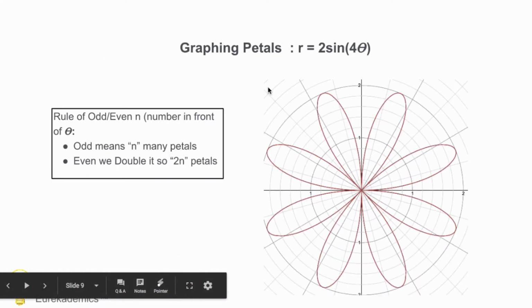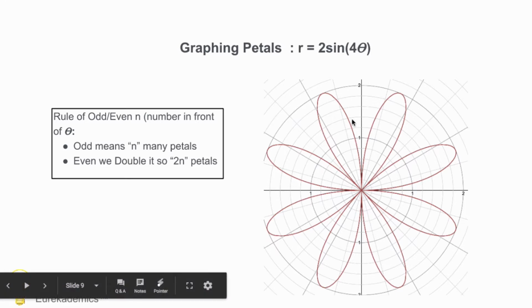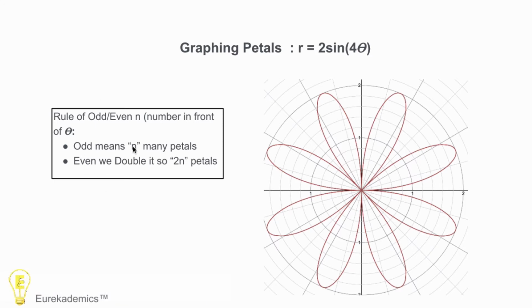Okay? If it's even, we double it, and that's how many petals you get. So because I have a 4, this results in 8 petals. 1, 2, 3, 4, 5, 6, 7, 8 petals because I doubled 4. So remember this rule. If it's odd, that's how many petals you get. If it's even, double it.